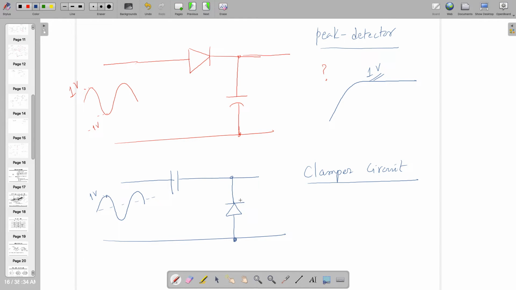What is going to happen to this diode if this potential reaches 1 volt? Okay, you think about it. The answer is given in the book, by the way. There is a chapter named diode circuits. You can see clamper, clipper circuits, all these different circuits are there.